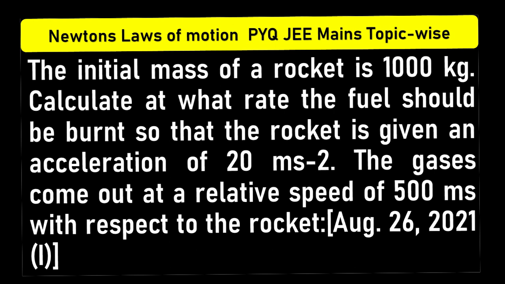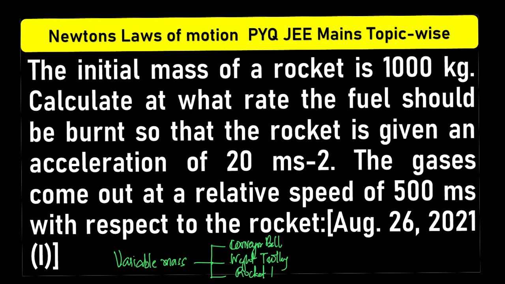This question represents the class of problems which we classify as variable mass problems. There can be many examples: one is the conveyor belt problem, another is the man or weight dropping trolley problem, and the third one is rocket propulsion. We'll discuss all three cases here, as and where the question comes up.